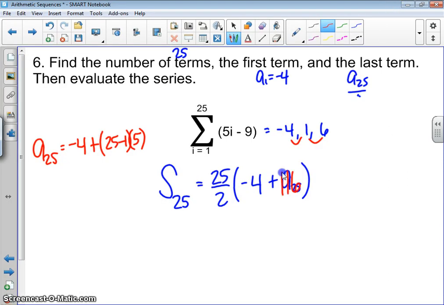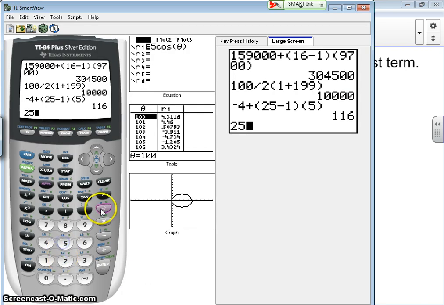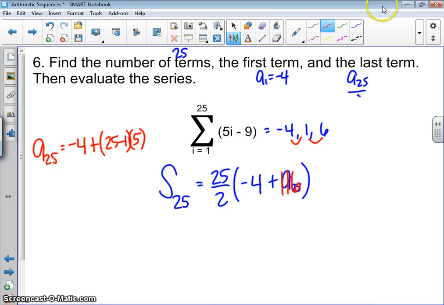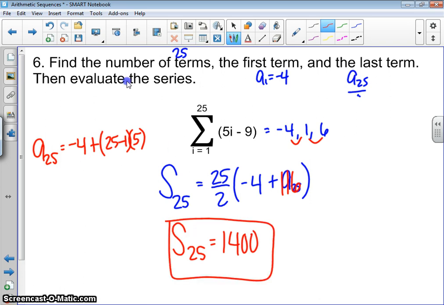So I'm going to plug in 116 right there where that was. And so then I'm just going to type this in to get the sum. And then that would be evaluating the series when I actually go find the sum. So I'm going to do 25 divided by 2 times negative 4 plus 116. And so that's going to give me 1,400 for the sum of those 25 terms. And so then I found everything I needed to. The number of terms is 25. The first term is negative 4. The last term is 116. And then I evaluated the series. So that's how I would do that one.